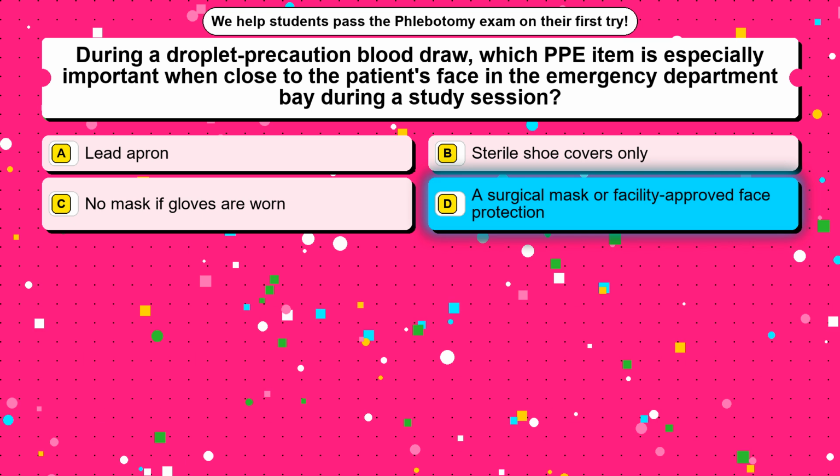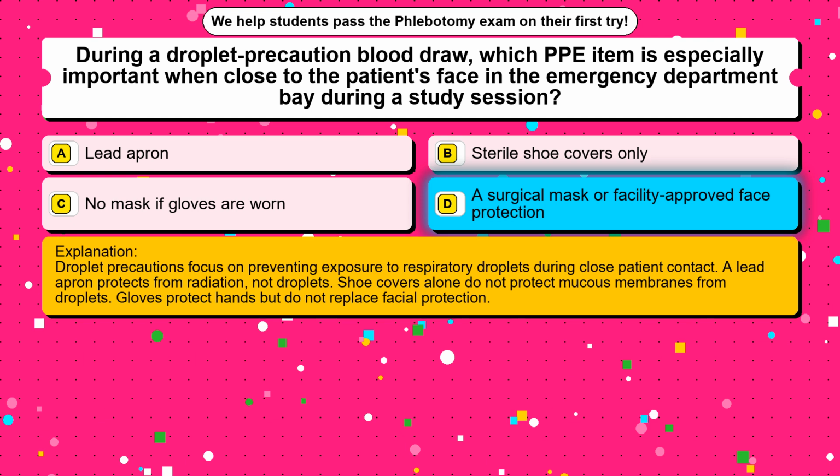The correct answer is option D. A surgical mask or facility-approved face protection. Droplet precautions focus on preventing exposure to respiratory droplets during close patient contact. A lead apron protects from radiation, not droplets. Shoe covers alone do not protect mucous membranes from droplets. Gloves protect hands but do not replace facial protection.